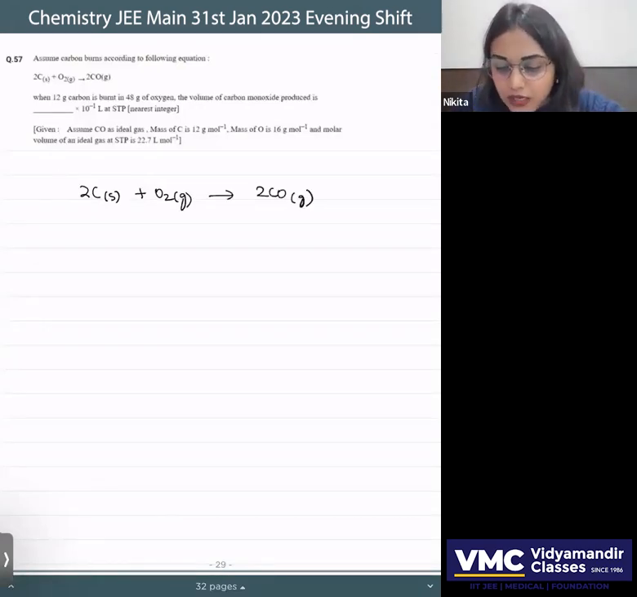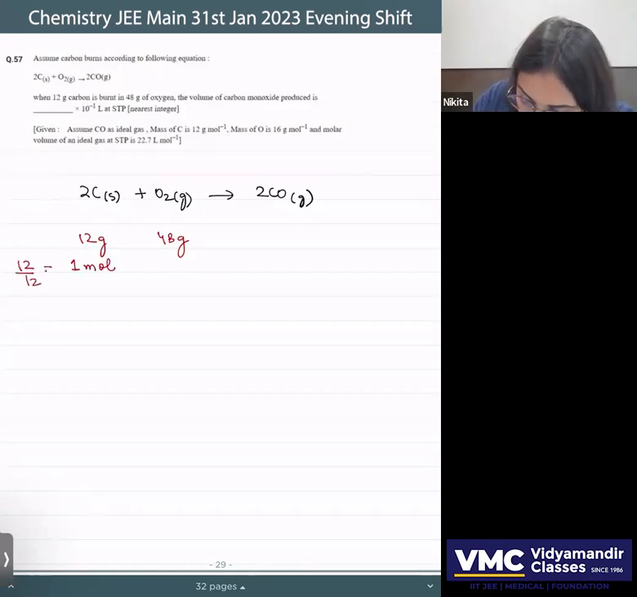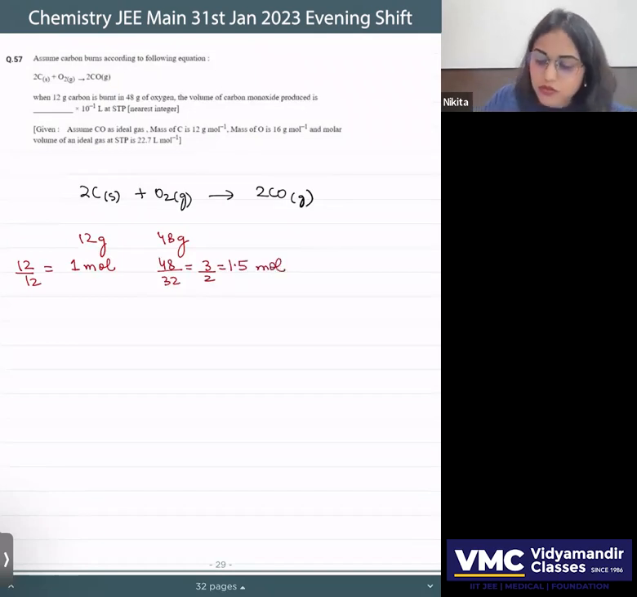When 12 gram carbon is burnt in 48 gram of oxygen. It is given to us as 12 gram and it is given to us as 48 grams. 12 grams would mean 1 mole, 12 by 12. The molar mass for carbon and the molar mass for oxygen, 48 by 32. This will be 3 by 2, that means 1.5. Thus, carbon is our limiting reagent.